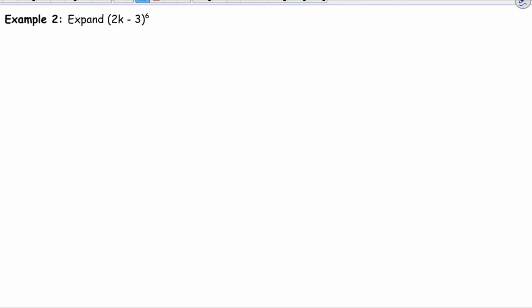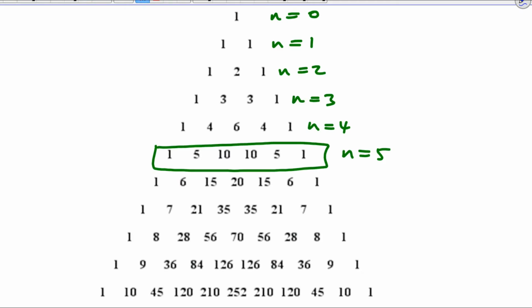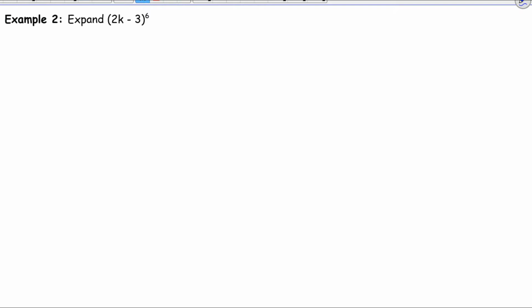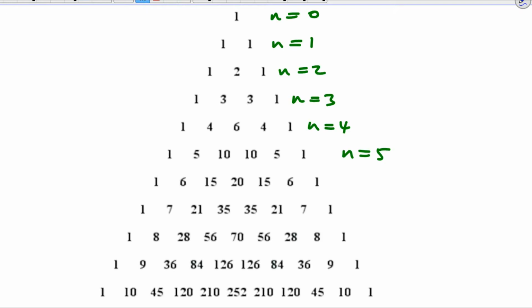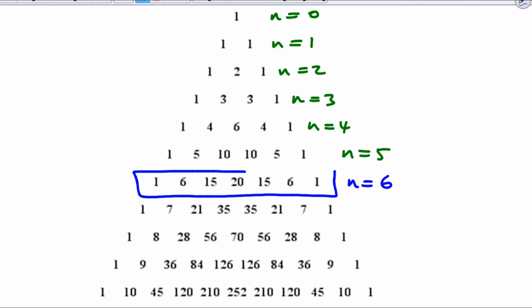Next example, expand 2k minus 3 to the power of 6. And we'll use the same method. So the first step is to find the coefficients from Pascal's triangle. Now here's our Pascal's triangle, and in this question, we can see that n is equal to 6. So we have to go here and inspect. This is the row that represents n equals 6. This one here. So basically, these are the coefficients that we're looking for.